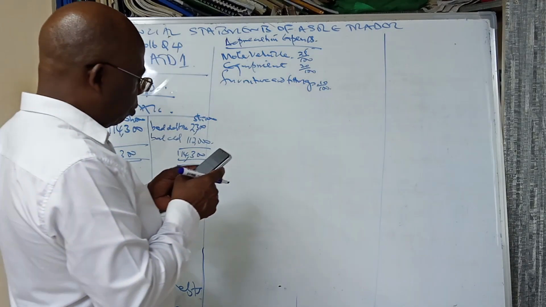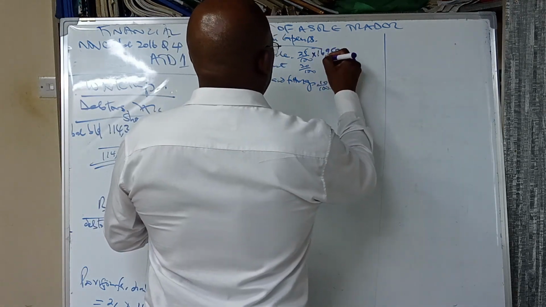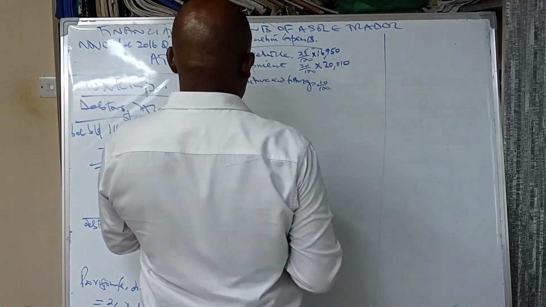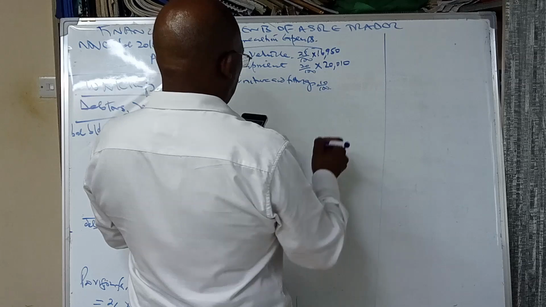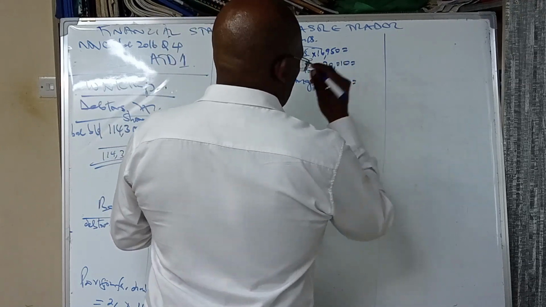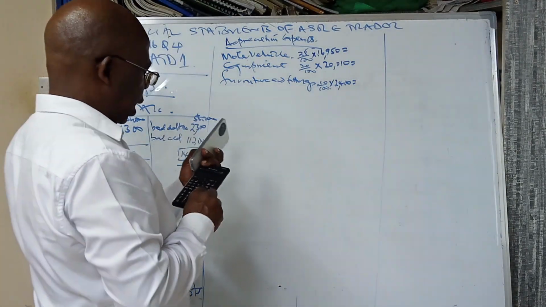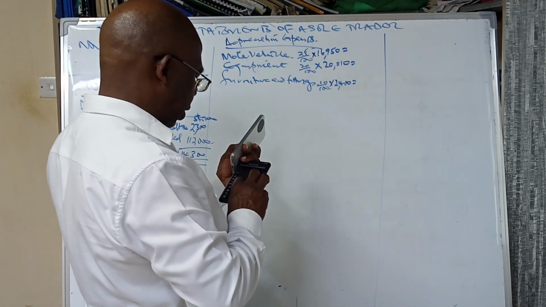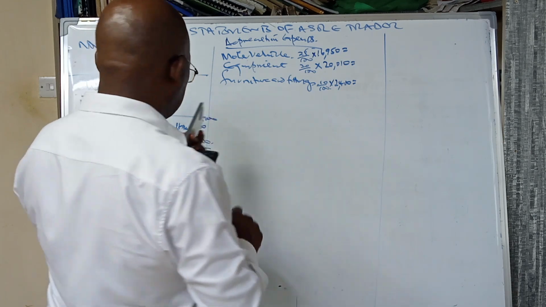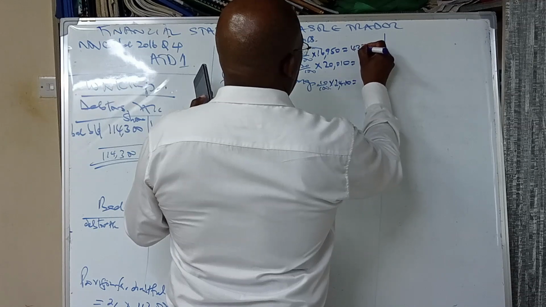The same amount each year. So the motor vehicle is 16,950, equipment is 20,010, and furniture and fittings is 2,400. You are able to get the figures there. So we're saying it is 25% of 16,950, and you get 4,237.5.